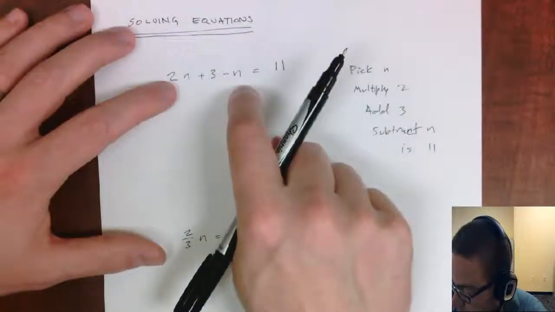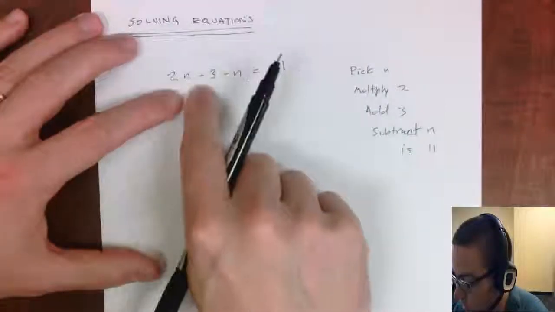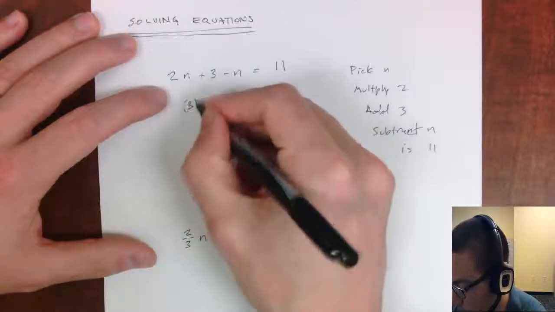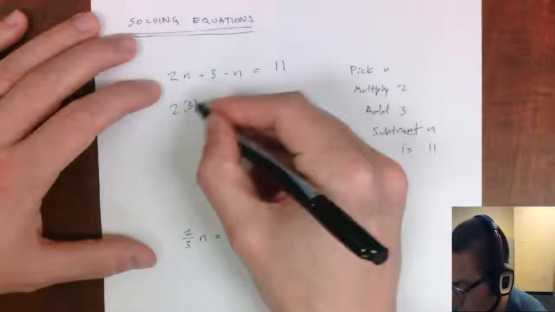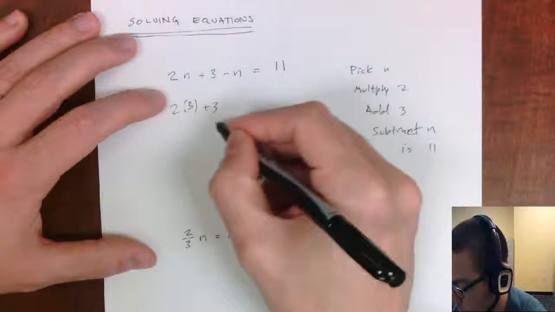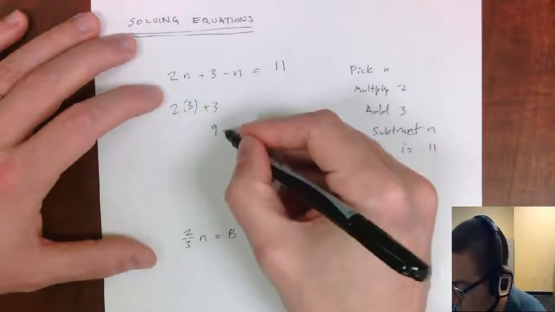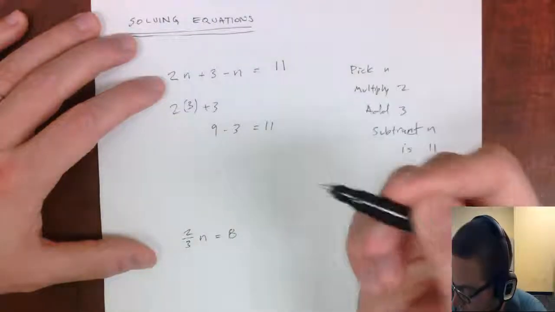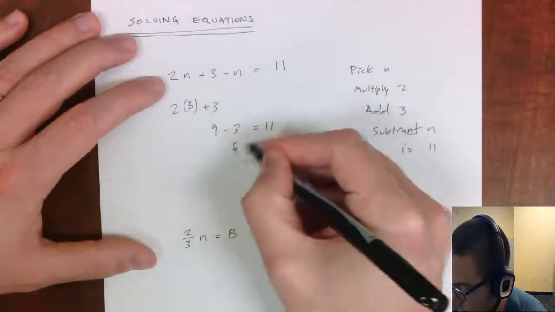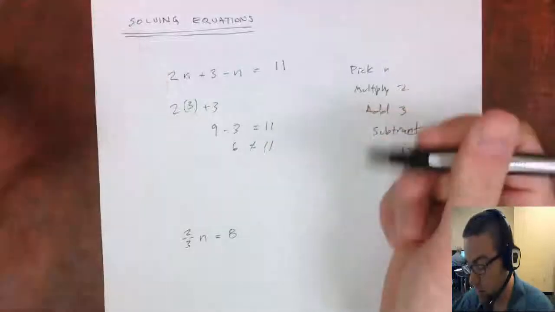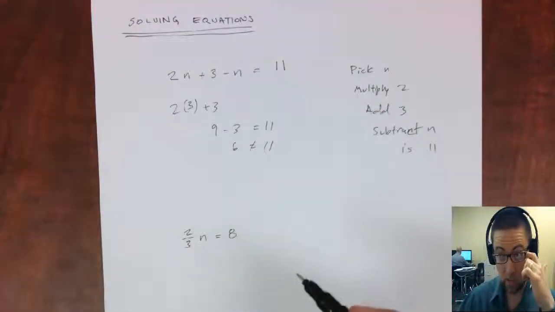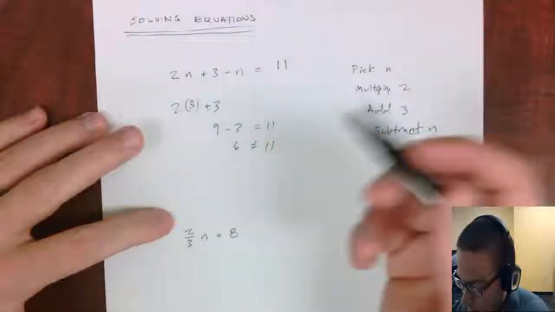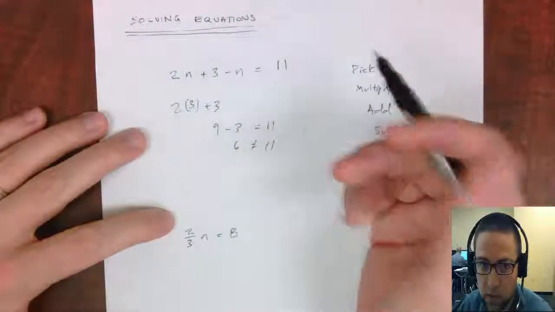Now, you could try picking a bunch of numbers and see what you get. Let's see, if I try, how about 3? So 3 times 2 is 6, plus 3 is 9, minus my original number, which was 3. Is that equal to 11? No, I get 6, which is not equal to 11. So my original number was not 3. But that's one way you can do it, is guess a bunch of numbers until you get to it.